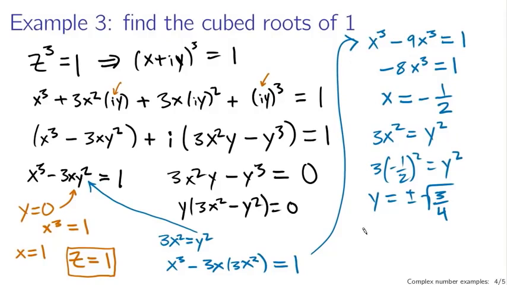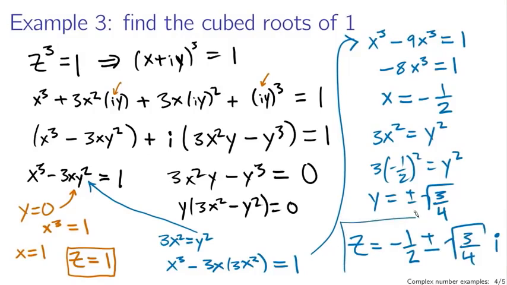We have a cubic equation. We would expect there to be three solutions, especially when we're working with complex numbers like this. And this is our other solution: z equals minus 1/2 plus or minus the square root of 3/4 i. So those are our three solutions.